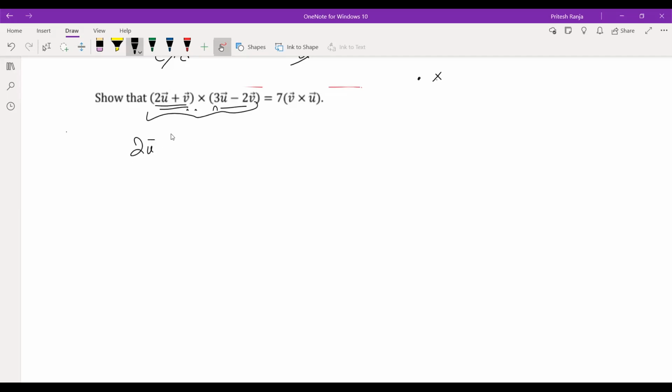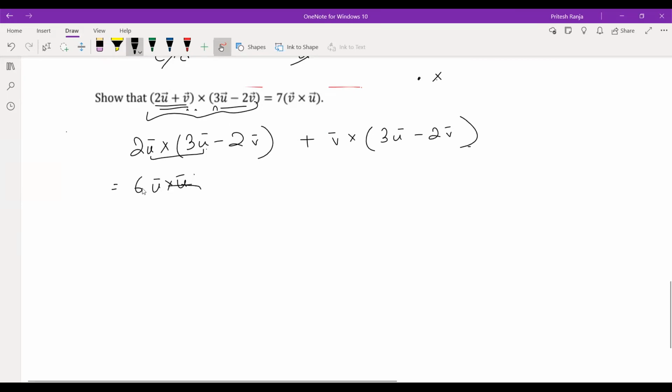You get 2u vector cross 3u vector minus 2v vector, plus v vector cross 3u vector minus 2v vector. So that gives 6u cross u. So you can understand u cross u will be 0, so I will not include this term. Minus 2 into 2, 4 u cross v plus this becomes now 3v cross u, and then minus 2 v cross v is again 0, so I remove this term.